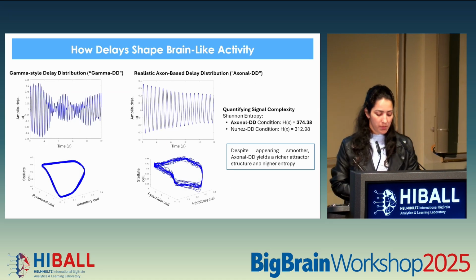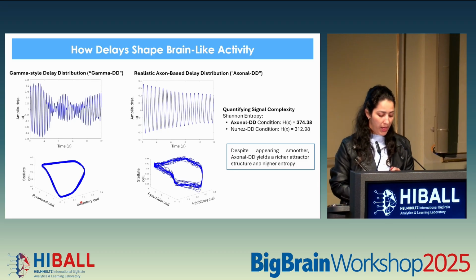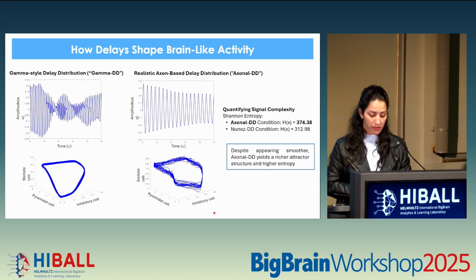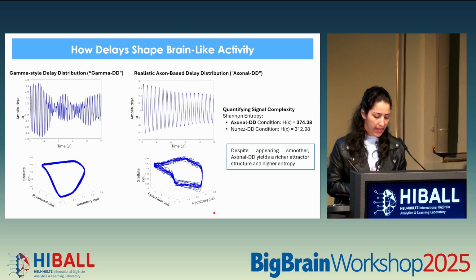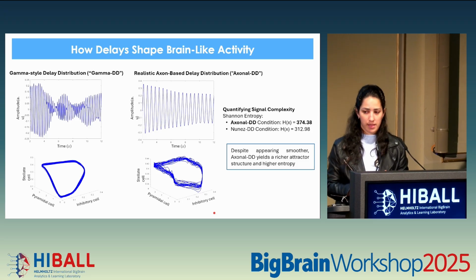So here I am showing some of our recent results. It is the time series using both distributed delay approaches and the phase state of both of them. And as we can see here, for the realistic axonal-based distributed delay, we are able to get a richer attractor, and we also got a higher Shannon entropy for these axonal-based distributed delays. In this case, both simulations have the same parameters, only the delays are changing.